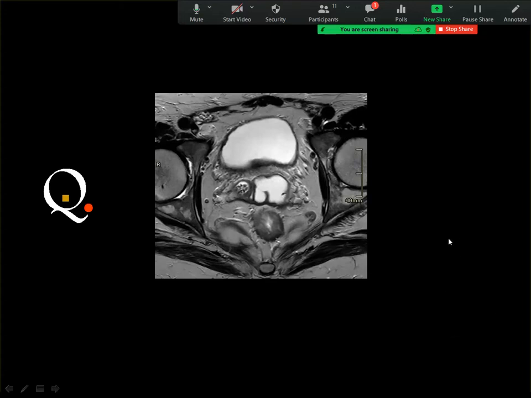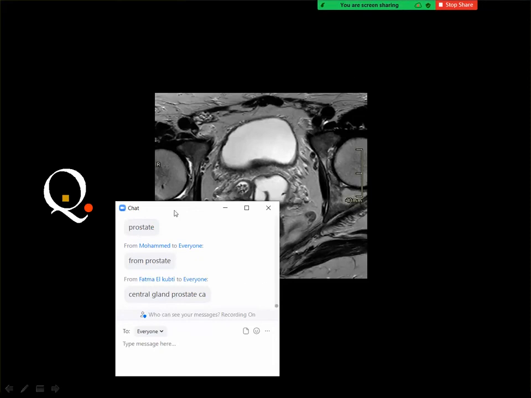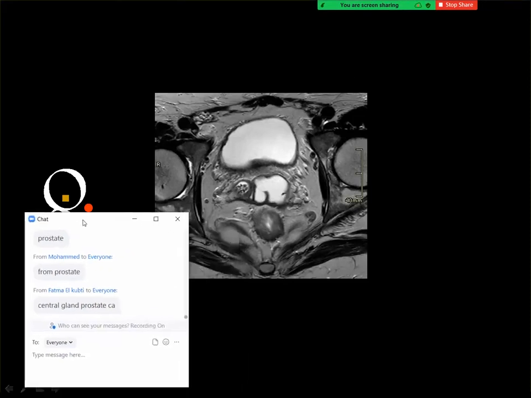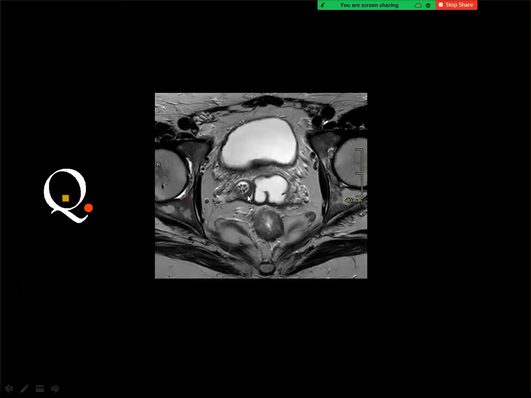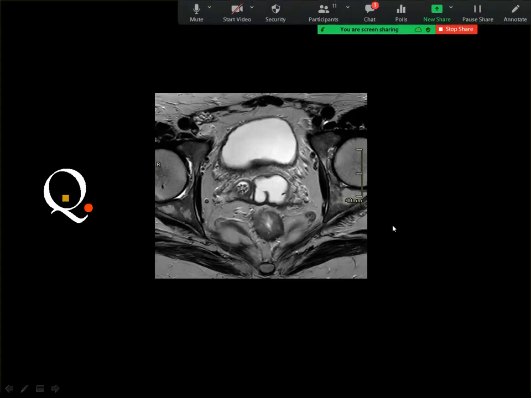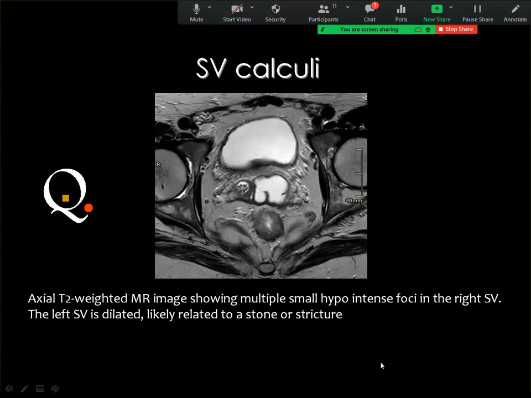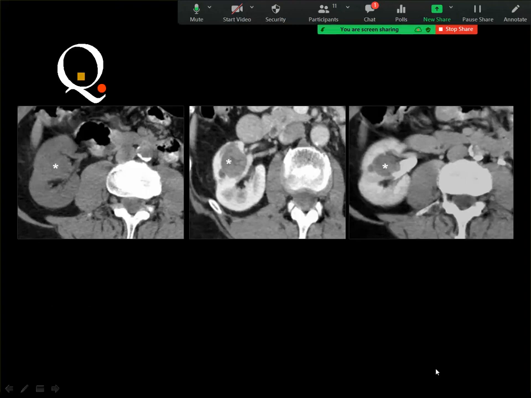This is also another case concerning the seminal vesicle. Yes, and this is stones in the seminal vesicle on the right side, and a cystic lesion on the left side. You are right. This is seminal vesicle calculi, which is one of the well-known findings in clinical practice.